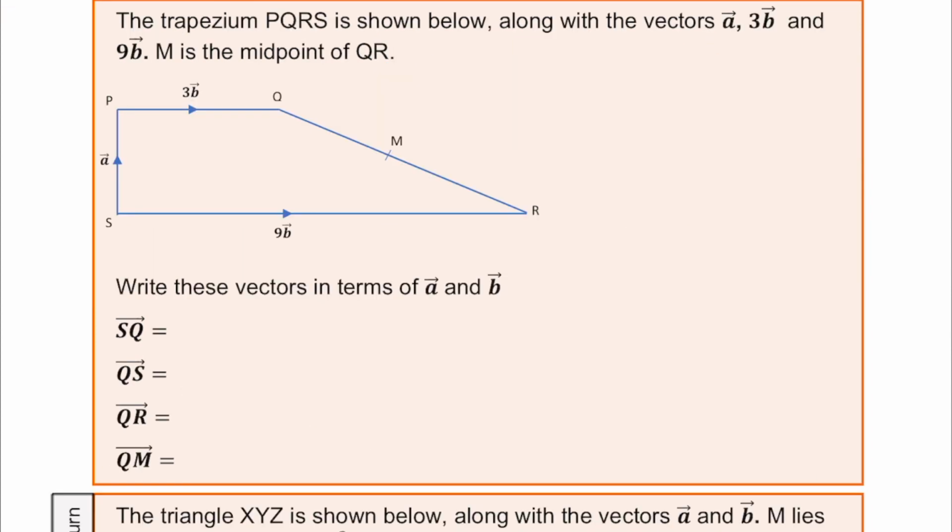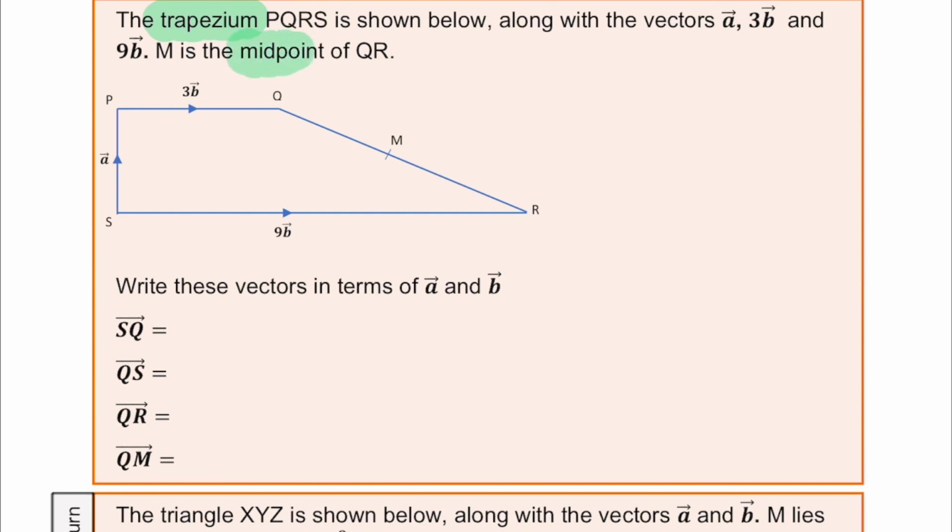So this next example says that we have some sort of trapezium, PQRS, and along with vectors A, 3B, and 9B. And it also says that M is the midpoint of QR. So we've got some key information in there that is going to help us. First of all, the fact we've got trapezium, you might start to think about some facts that you know to do with trapezium. So you've got one pair of parallel sides there. And also the fact that M is a midpoint is going to be really key as well.